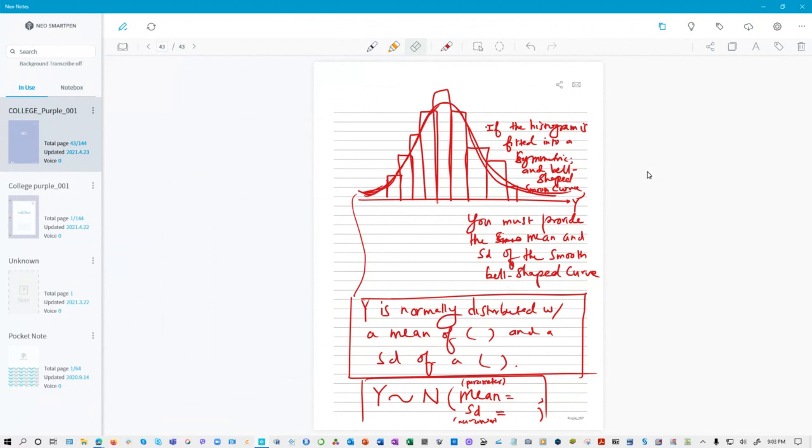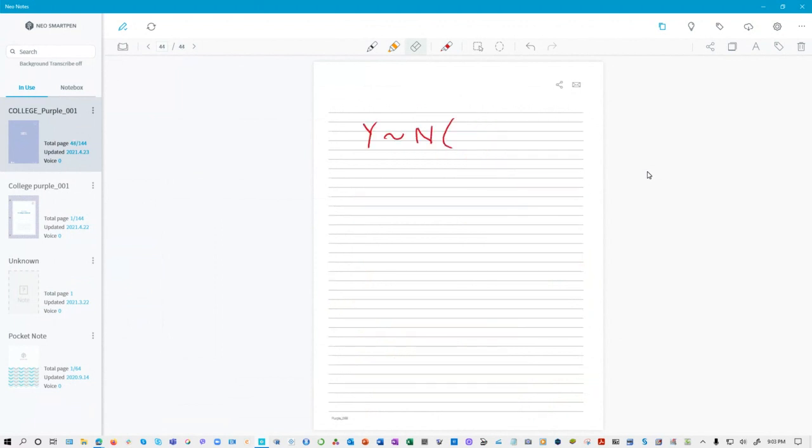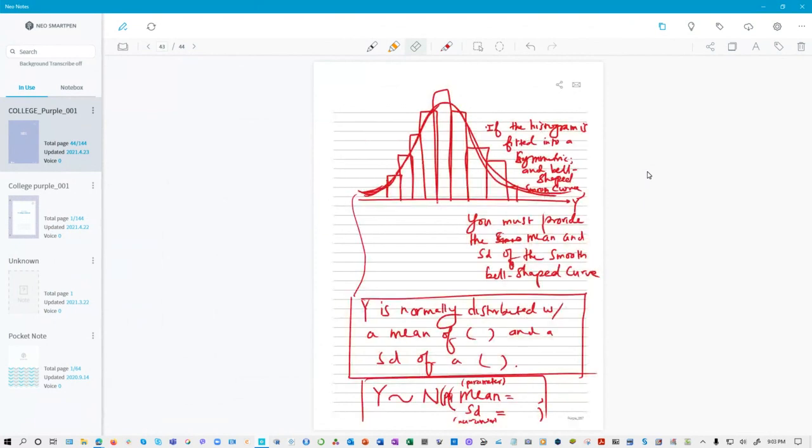Okay. Now we have a trick here. As I said, y is normally distributed with mean. Since you don't have a mean, this mean means population mean. That's why we call them parameters. You cannot provide the population mean. You don't know the population mean. I'm going to write it here clearly. Population mean. The other one is population standard deviation. You don't have the population mean and standard deviation.